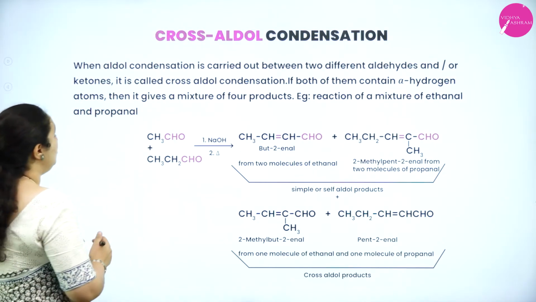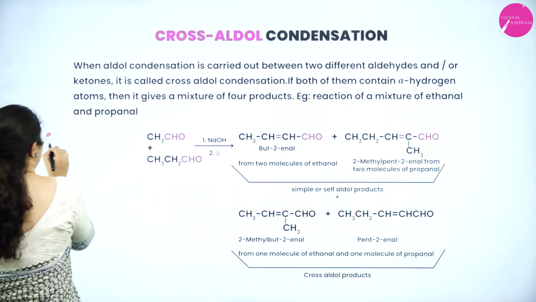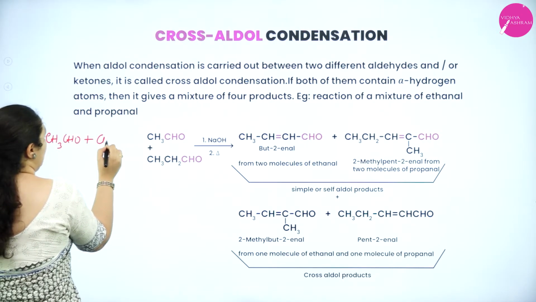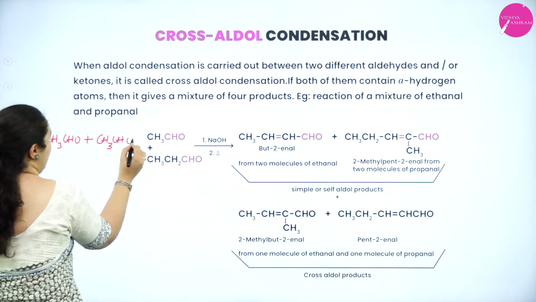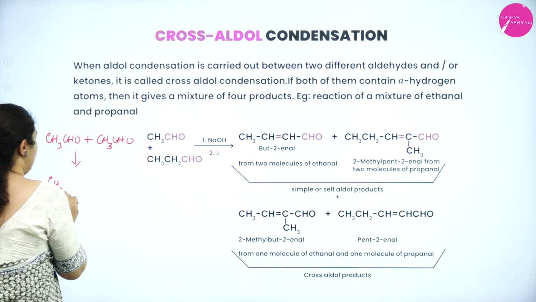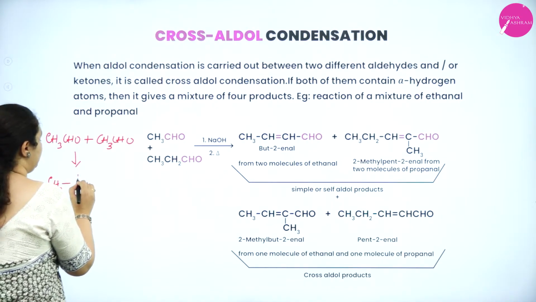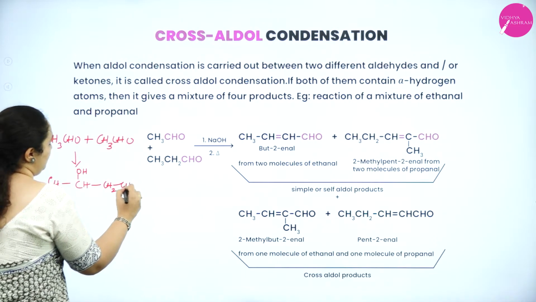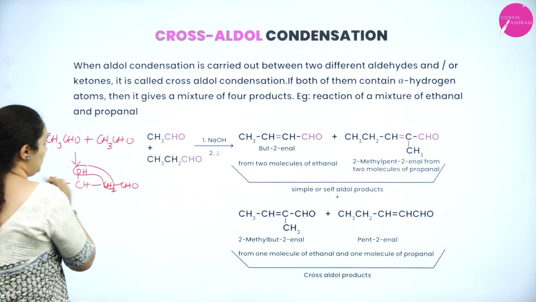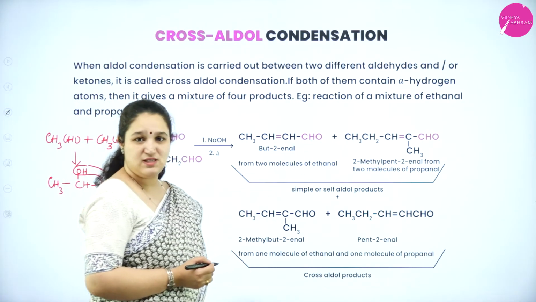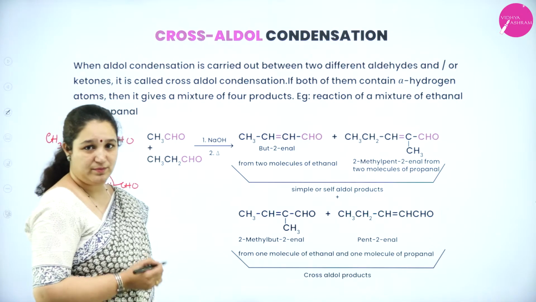Okay. So, if I take for example CH3CHO reacts with one more CH3CHO, then the product which is formed is CH3CHOHCH2CHO. From this water molecule is removed, you will get CH3CH double bond CHCHO. That is the first product.